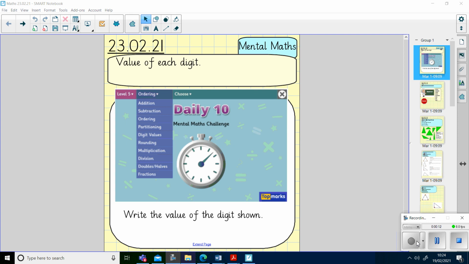To warm our brains up this morning, we're going to be thinking about the value of each digit. So you're going to be shown a number, and it's going to be a 4-digit number, and there will be a yellow digit, and your job this morning is to write down the value of that digit.